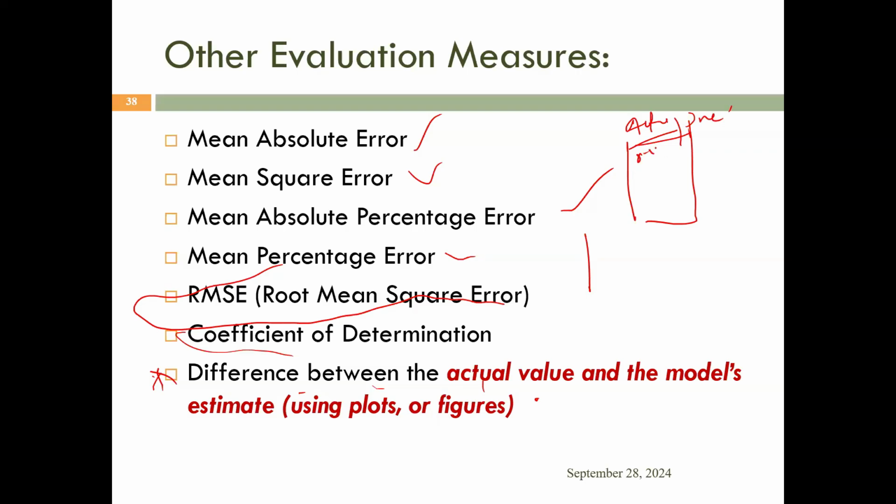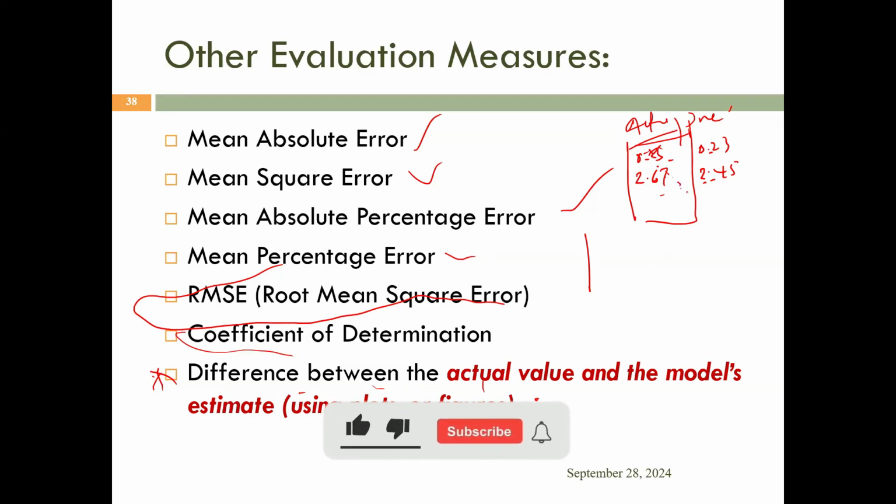Maybe it's 0.2 here, and you are able to predict 0.25. This one is 0.23. This one is 2.67, and you are able to predict like 2.45. So let's see how far away you are from the actual value that is expected of your model. And sometimes you can transfer this table into figures and plots.